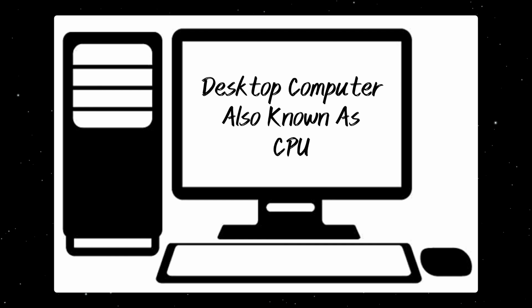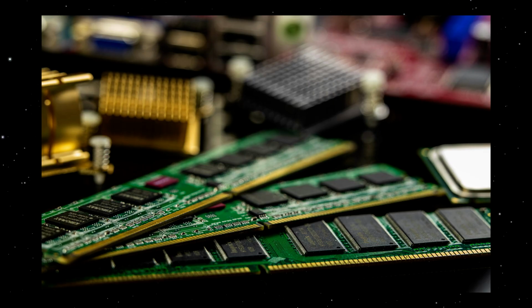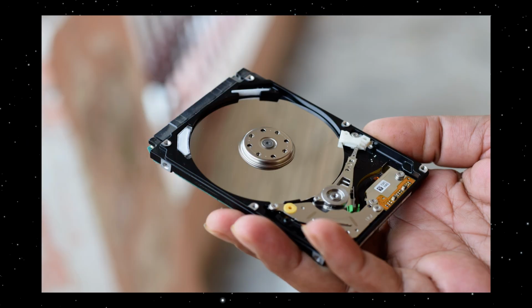Okay, let me explain simply. Think of a desktop computer system. What does it include? A keyboard, mouse, monitor, desktop computer, etc. What does a desktop computer consist of? A processor, RAM, hard drive, etc. What does a desktop computer do?